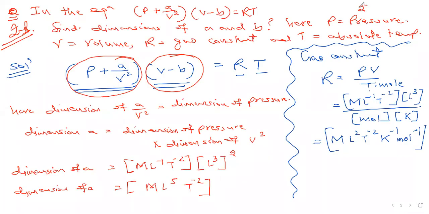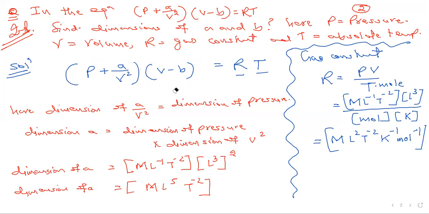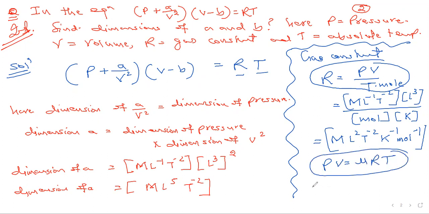Yes, Peter, please. I did not understand. Peter, your sound is not clear. Please repeat. I am not getting the sound properly. Sir, please re-explain the gas constant. Okay. Gas constant basically: this is the ideal gas equation, PV equal to mu RT. This is the ideal gas equation.